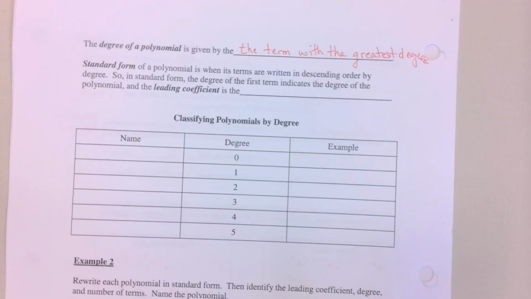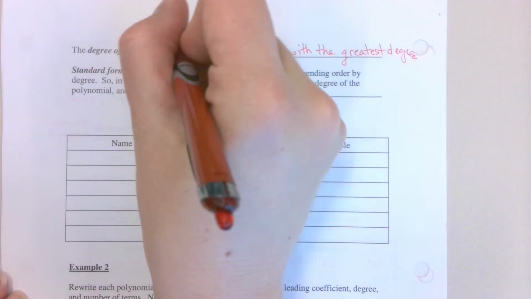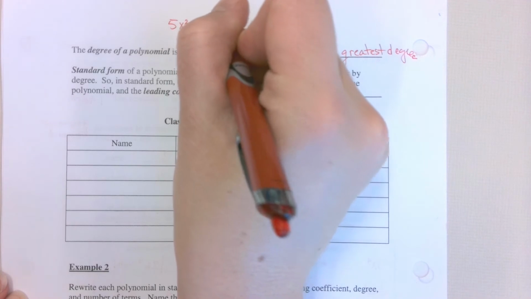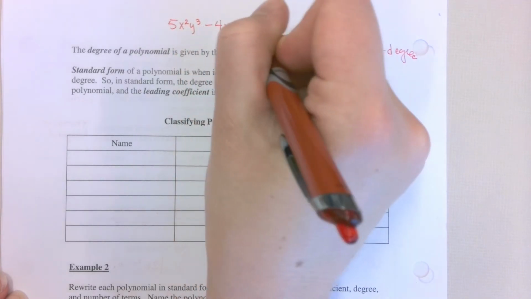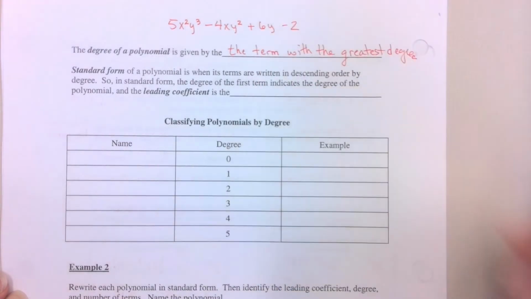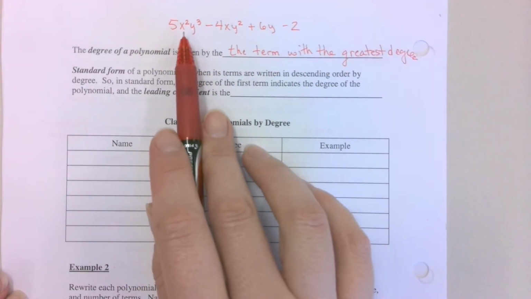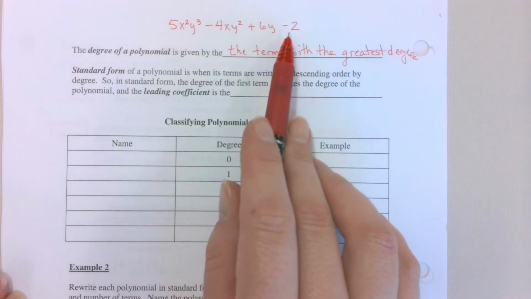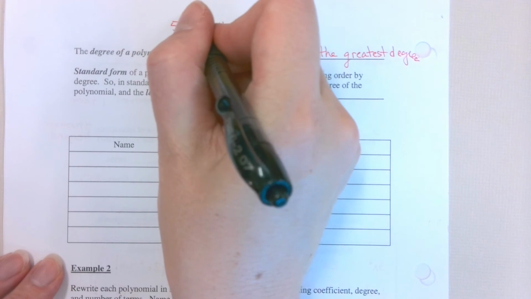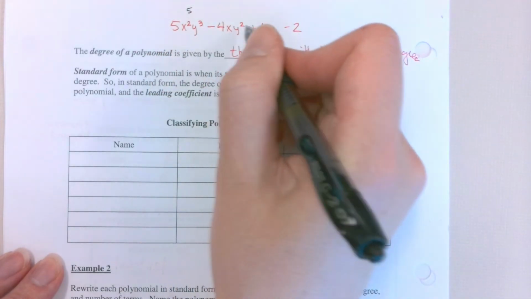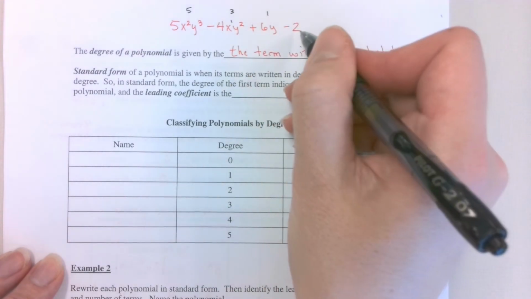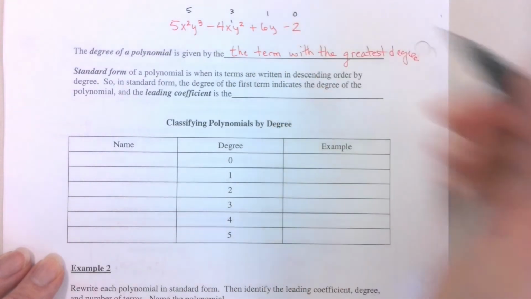So let me give you an example here. If I have something like 5x squared y to the third minus 4xy to the second plus 6y minus 2. I have 4 terms here. 1, 2, 3, 4. So this would be considered a polynomial. The degree of the first term is 5, 2 and 3. The degree of the second term is 3, 1 and 2. The degree of the third term is 1, and the degree of this constant is 0.